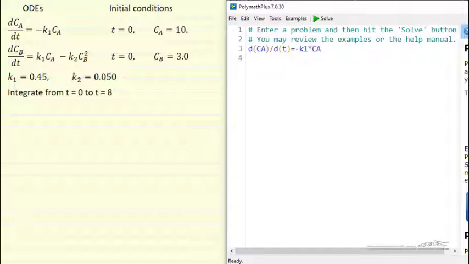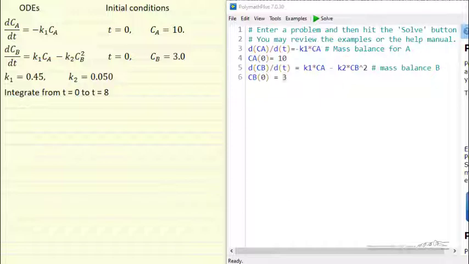And then we enter the initial conditions for A. Notice there's no subscripts or superscripts in these PolyMath equations. I can enter a comment by using the number sign and writing mass balance for component A. I can likewise do the same thing for the second differential equation, the second mass balance. But let me pause and just type that in.